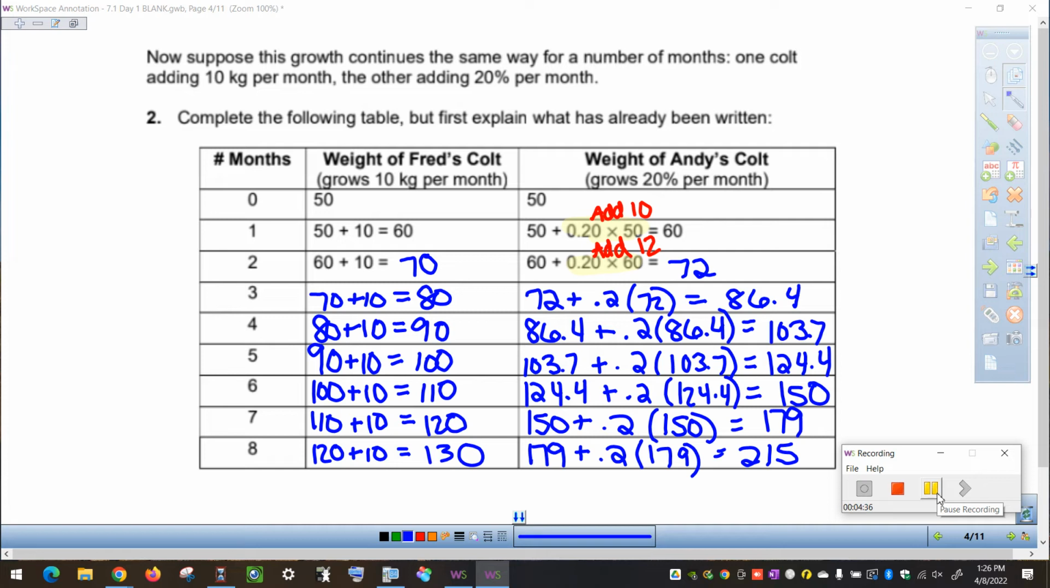So what we're going to do now is take these values from our table and transfer them over to a graph. We have a grid on the right-hand side of your page. You can see that we have months on the x-axis and weight on the y-axis. We're actually going to graph two lines, one for Fred, which we'll do in a dotted line, and Andy's in a solid line, and we're going to see how it looks graphically.